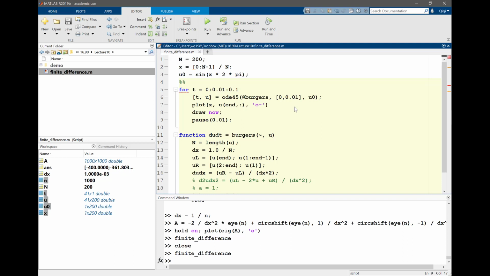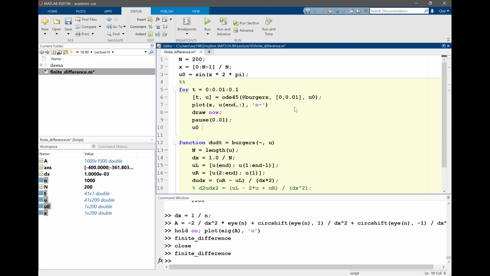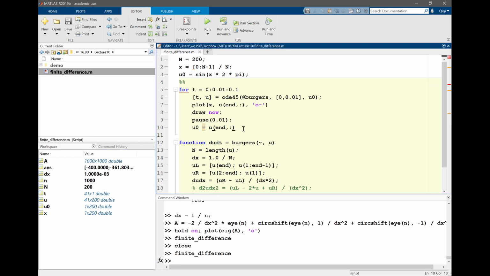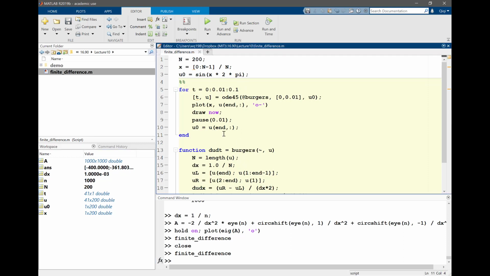And let's see. And we want to update u0 is equal to u. Right, let's see, my u, yes, should be this way. Okay, so what I'm doing is I'm looping through time, really, and every time I solve the equation, I only solve for 0.01 seconds, and I draw the solution and try to look at it.